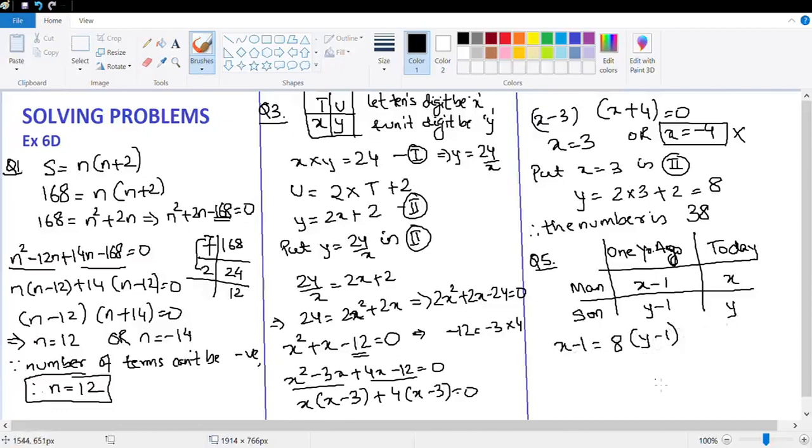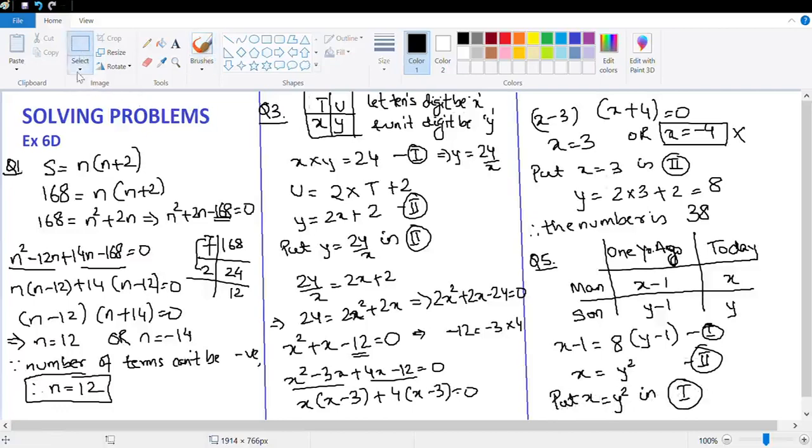And is there anything else given? Now his age is equal to the square of his son's age. So now, which is today, his age, which is the man's age, is equal to the square of his son's age, which means y square. So this is my first equation. This is my second equation. I think I should put second in one. So put x is equal to y square in my first equation. And let's see how it works.